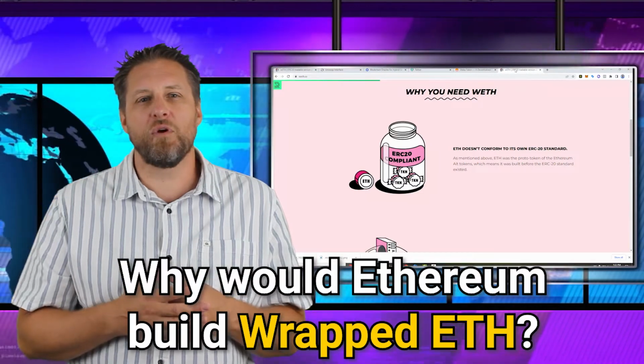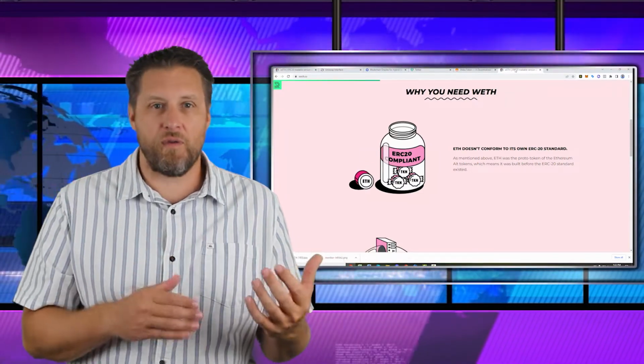So why would Ethereum build a Wrapped ETH token on the Ethereum network?